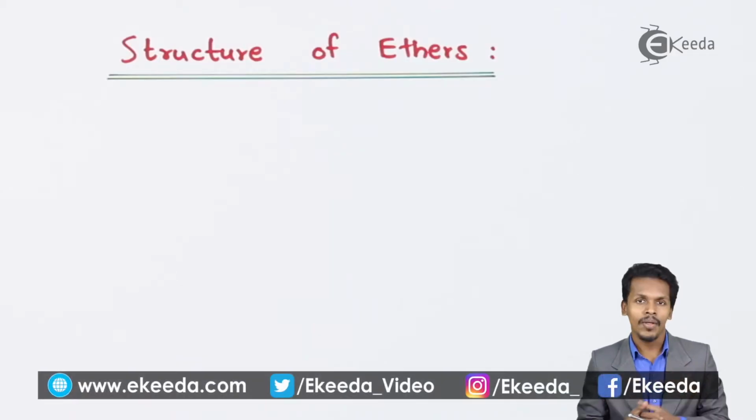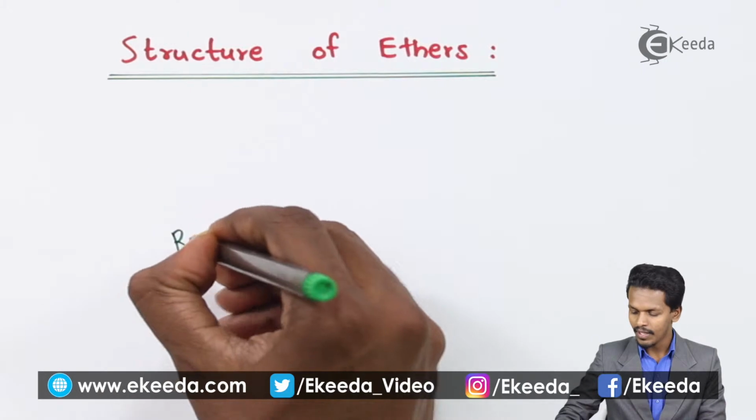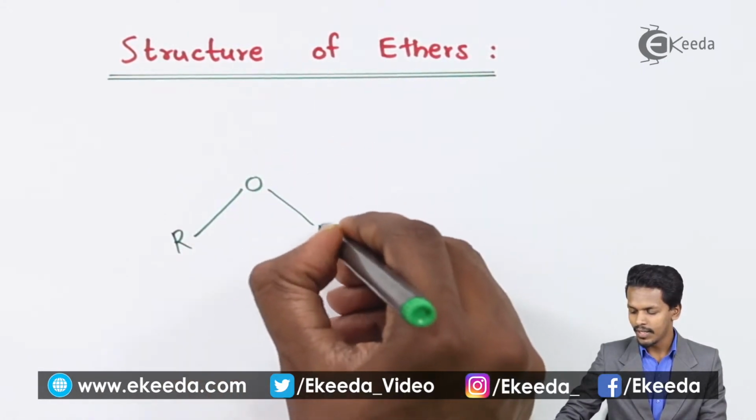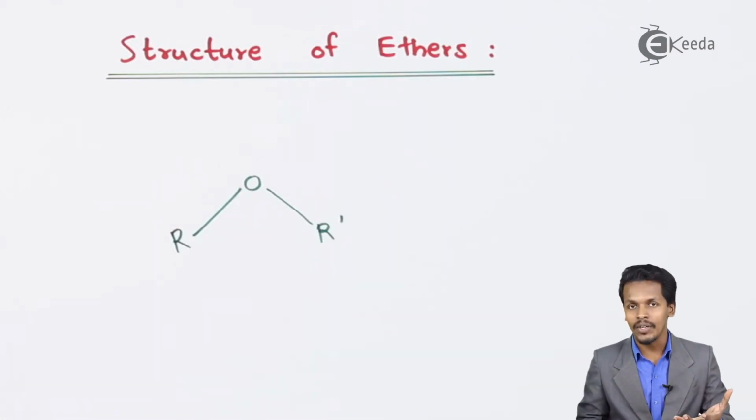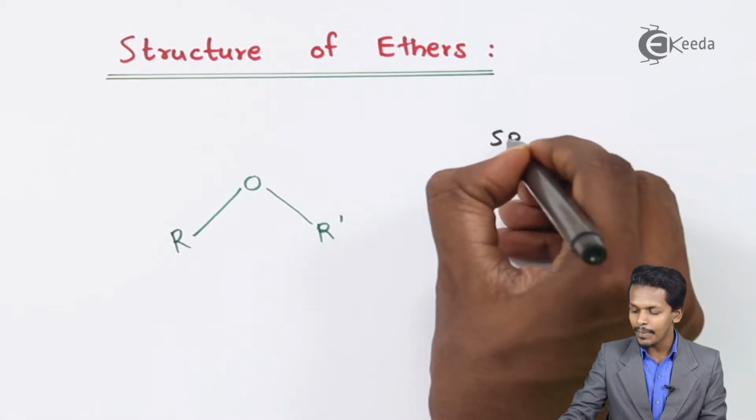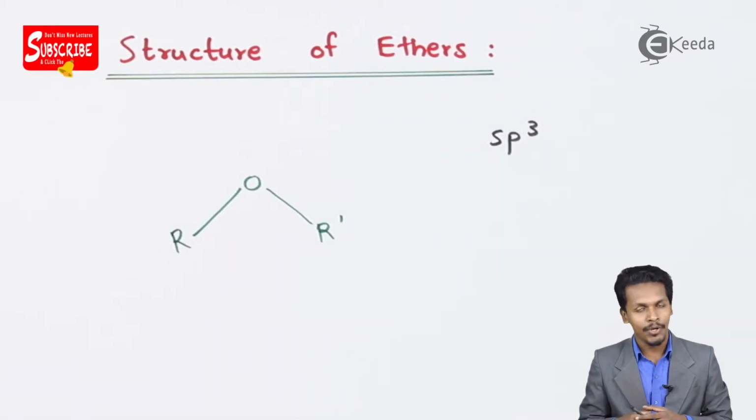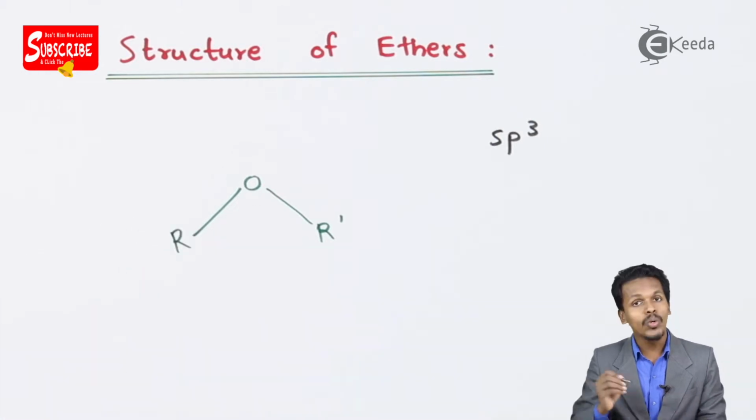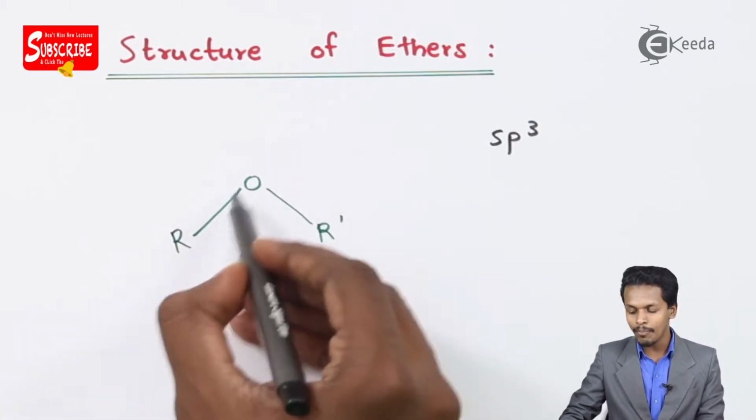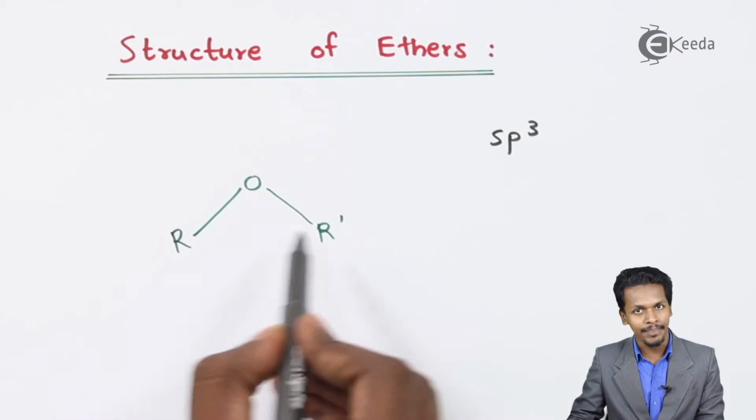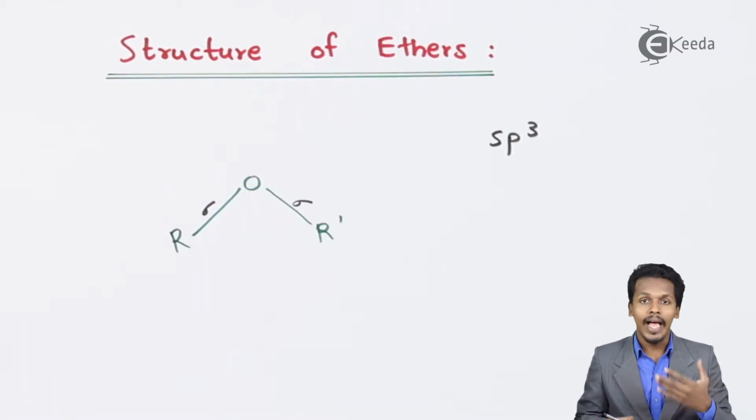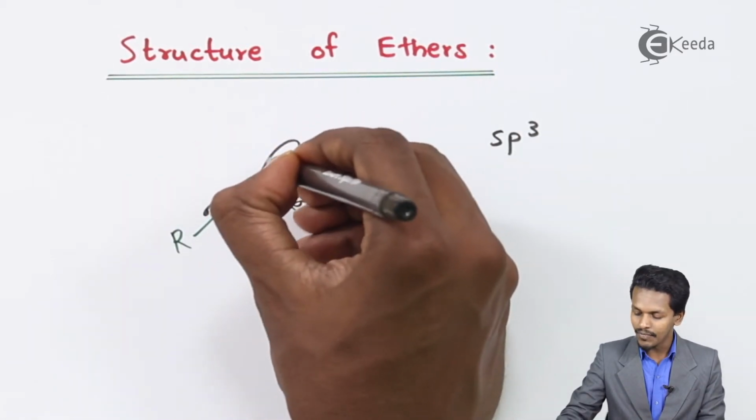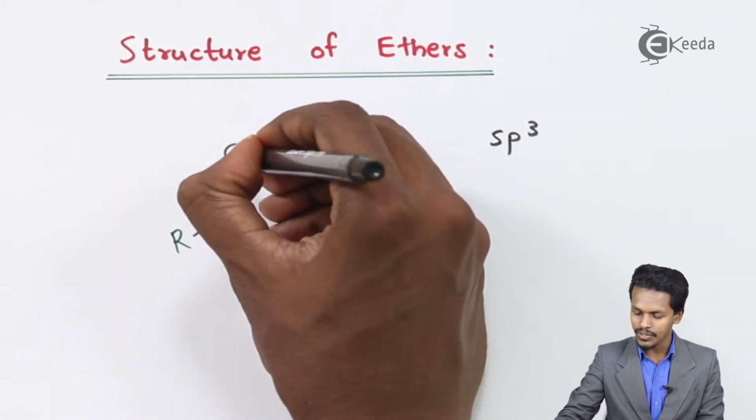We know that the general formula for ether is R-O-R', in which the oxygen has lone pairs of electrons, and this oxygen is sp3 hybridized. Because it is sp3 hybridized, it will have 4 hybrid orbitals, and out of those, 2 hybrid orbitals participate in forming bonds with the alkyl groups. That is what you can observe here, and the bond formed is a sigma bond. The rest of the 2 hybrid orbitals are present in the form of lone pairs of electrons, as you can see over here.